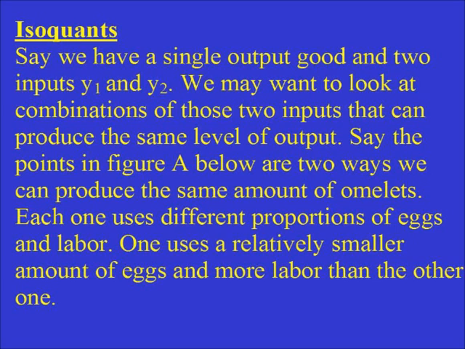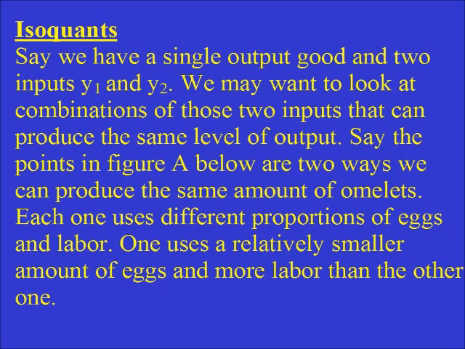Isoquants. Say we have a single output and two inputs, y1 and y2. We may want to look at combinations of the two inputs that can produce the same level of output. Say the points in figure A on the next slide are 2 points which can produce the same amount of omelets. Each one uses a different proportion of eggs and labor. One uses a relatively smaller amount of eggs and more labor than the other one.